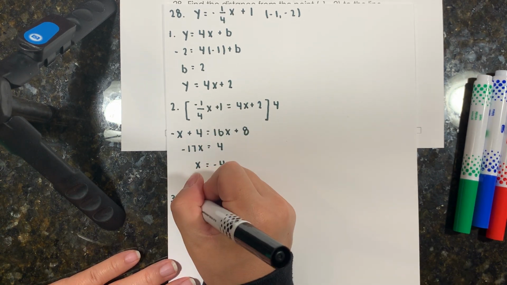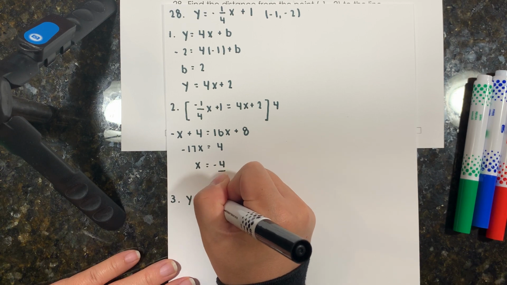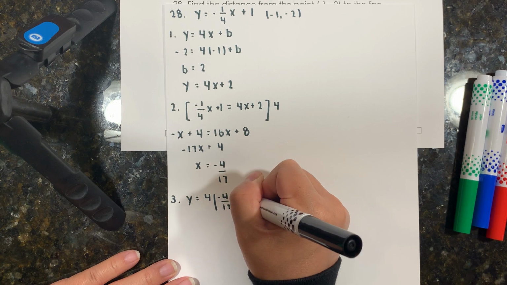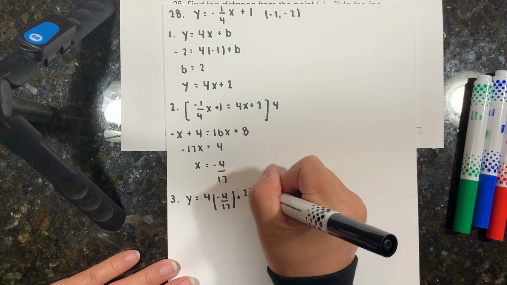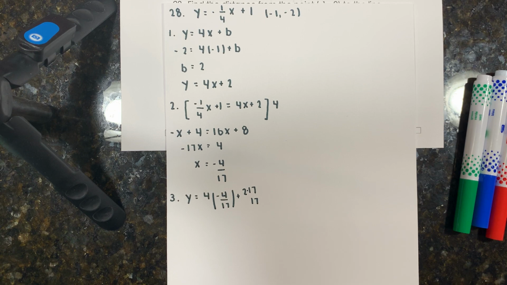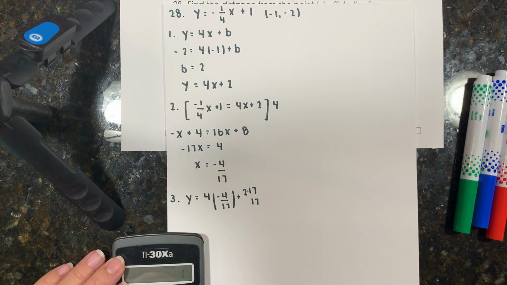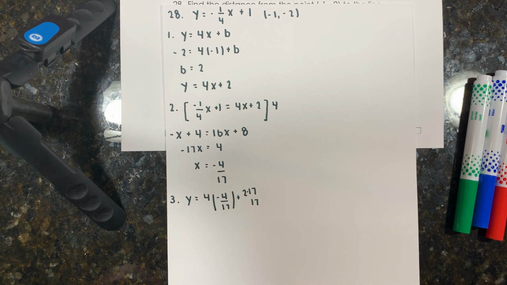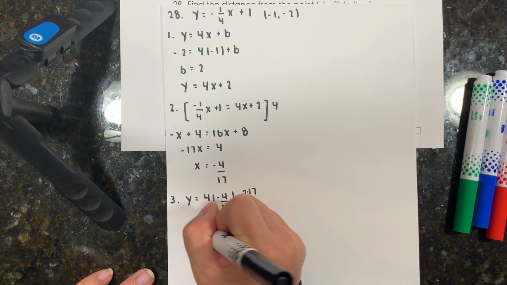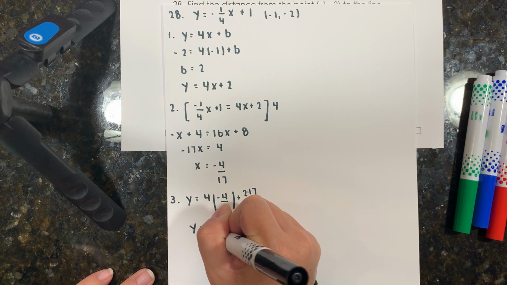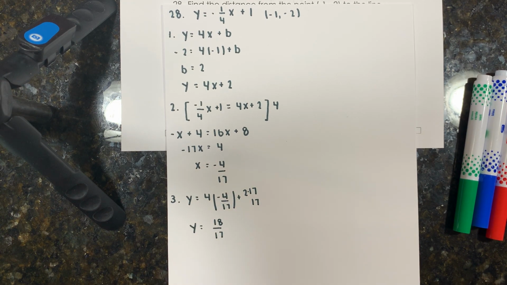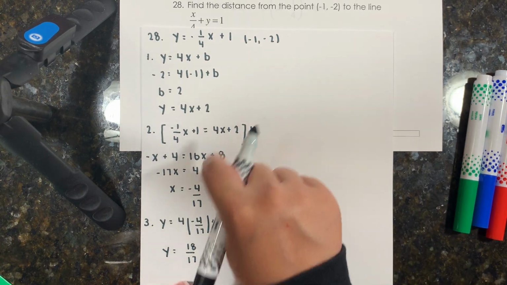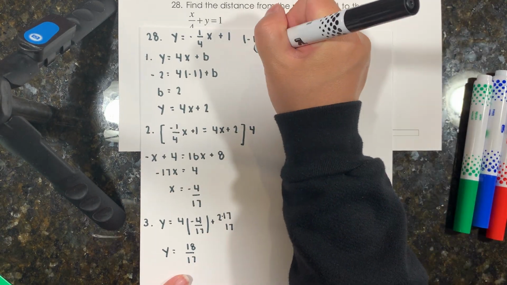So let's just plug it into the perpendicular line. So that would be 4 times negative 4 over 17 plus 2, common denominator. So it's 17 times 2 minus 16 would be 18 over 17. So now what you're going to do is use the distance formula using your original point and your two intersecting points.